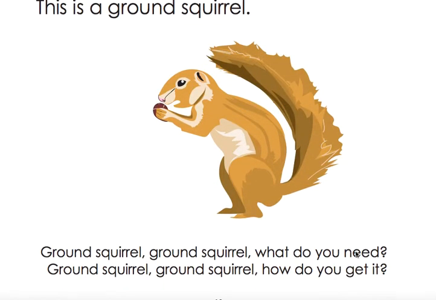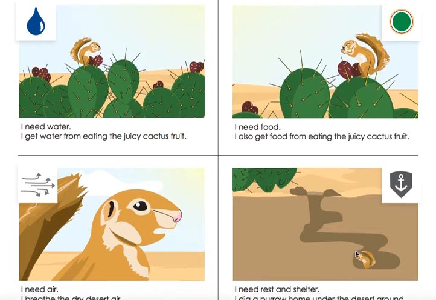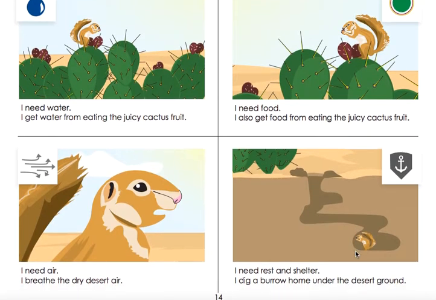This is a ground squirrel. Ground squirrel, what do you need? Ground squirrel, how do you get it? I need water. I get water from eating the juicy cactus fruit. I need food. I also get food from eating the juicy cactus fruit.